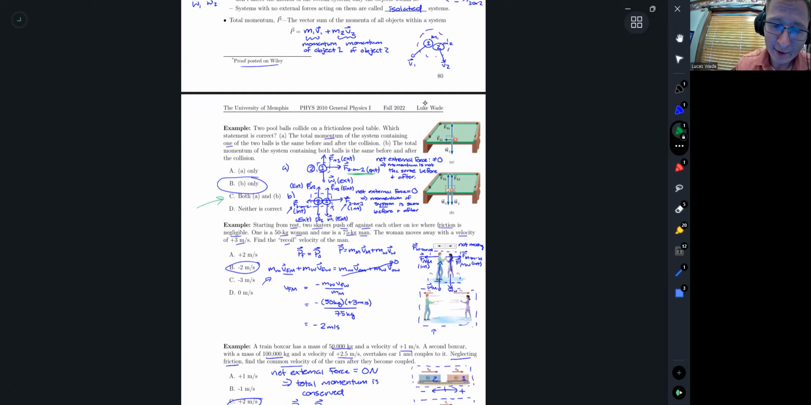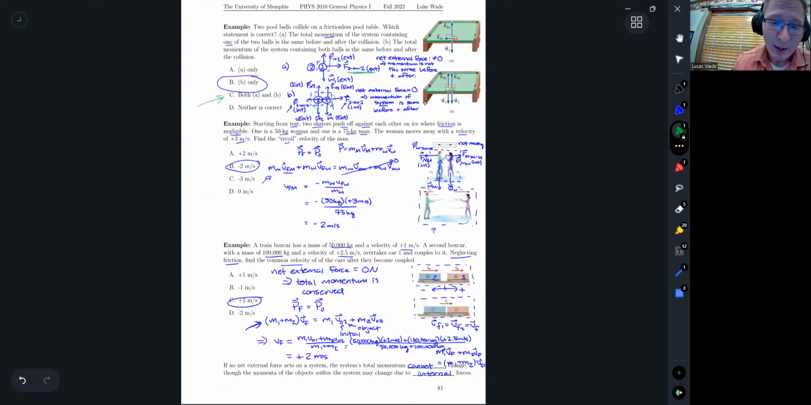But if we widen our scope to the system consisting of both of the balls, then all forces acting are internal, or add up to 0 for those external forces of normal force and weight, giving an external net force of 0. And so the momentum of that system is conserved.